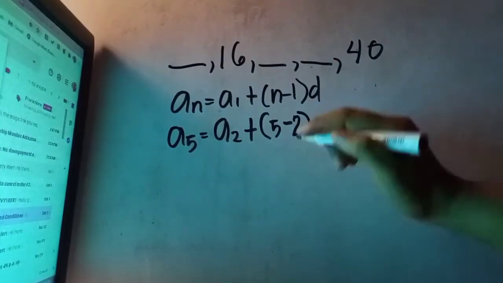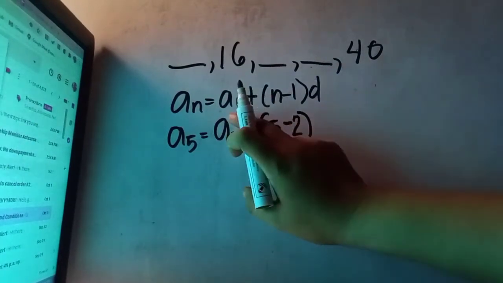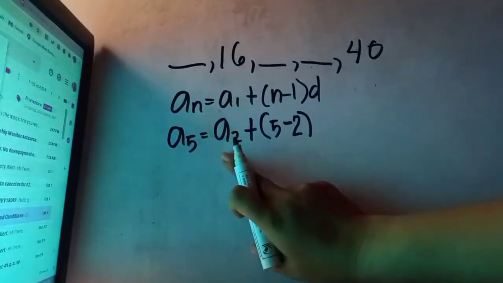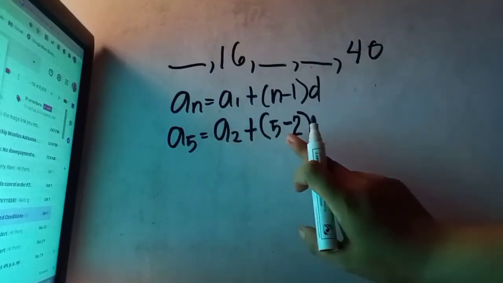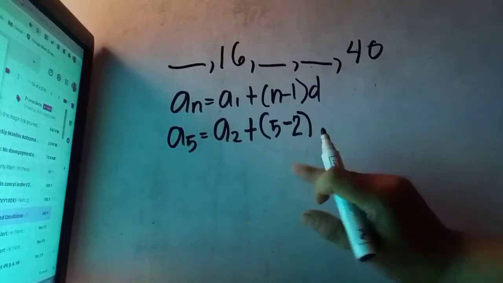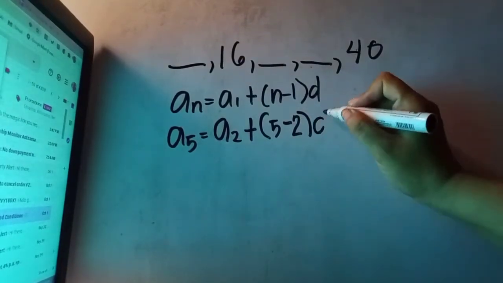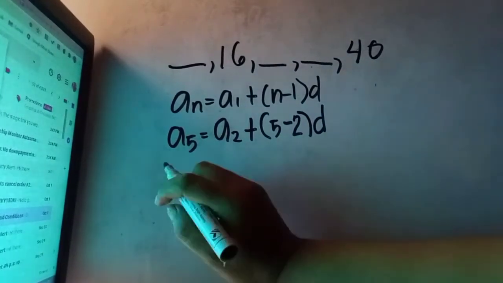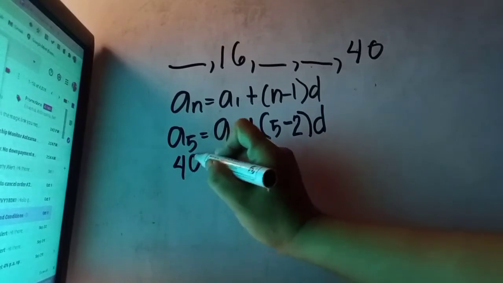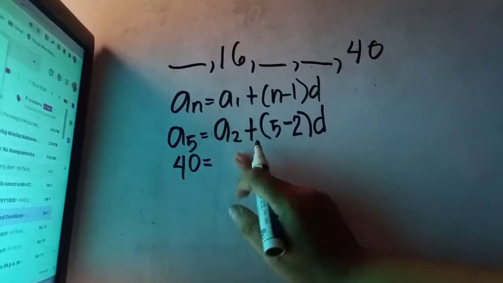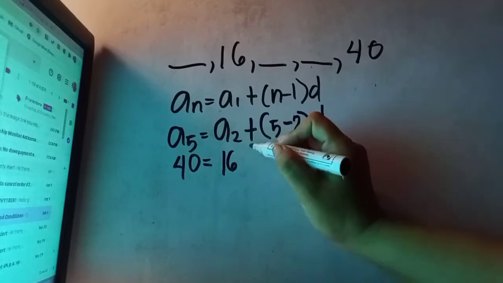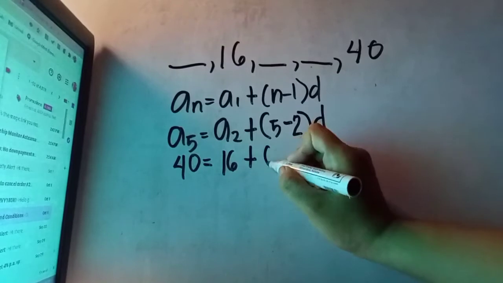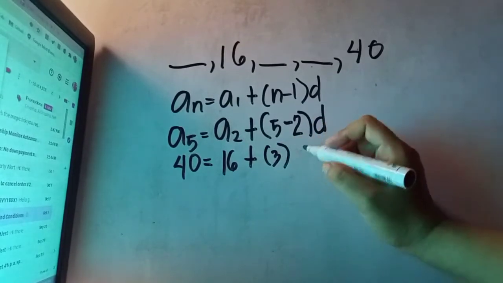Okay? Kaya tayo dito nag-minus ng 1 kasi nag-start tayo sa A sub 1. So, kung ang given natin ay second term, so A sub 2 ang papalit natin sa A sub 1, ang ima-minus naman natin dito is 2. And then, yung ating D. So, evaluate natin, ang ating A sub 5 ay 40 is equal to ang ating A sub 2 ay 16 plus ang ating 5 minus 2 ay 3 multiplied by D.